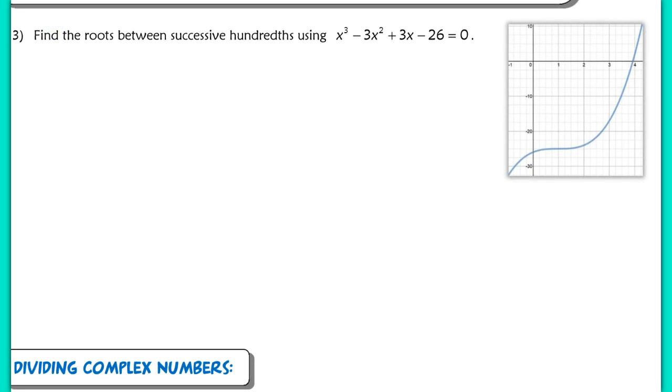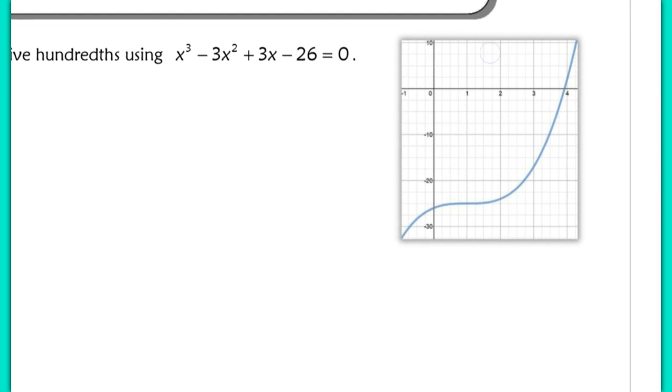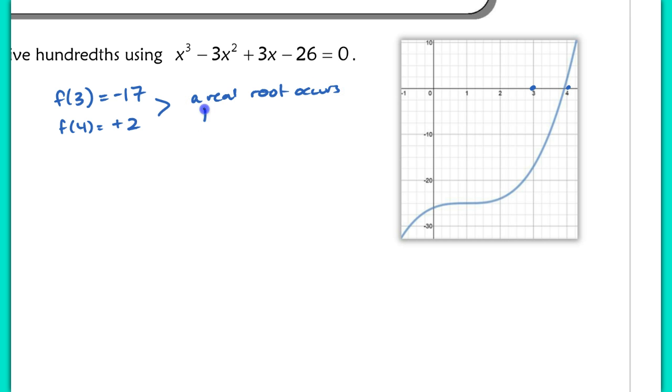successive hundredths. So we're going to approximate using hundredths. Now at first I just want to show you this rule, this location theorem here. I have the graph of this function right over here, and if I were to test f of 3 and f of 4, f of 3 is going to give me a -17, while f of 4 is going to give me a +2. So again, here I have opposite signs. There's a sign change here, which means that a real root occurs between 3 and 4.